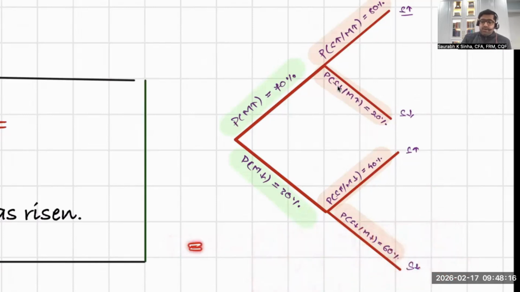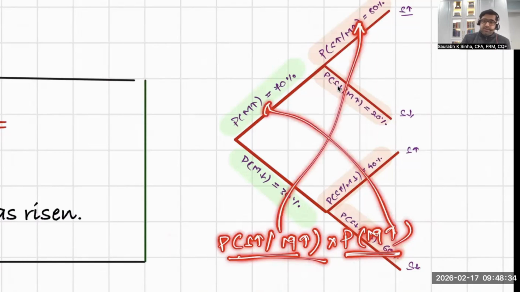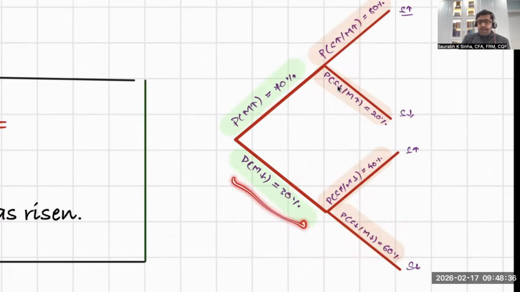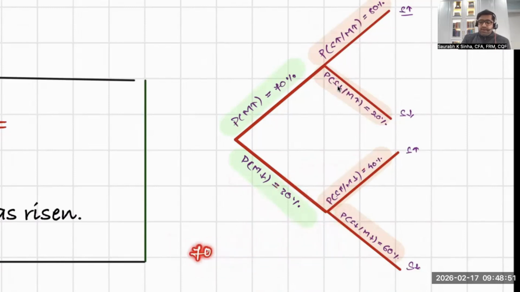So if you write it down, the probability of stock price rising given the market has risen is 80%, times the probability of market rising, which is 70%. Then you have the probability of stock price rising given the market has fallen, which is 40%, times the probability of market falling, which is 30%. So basically you have to do 70% times 80% plus 30% times 40%.